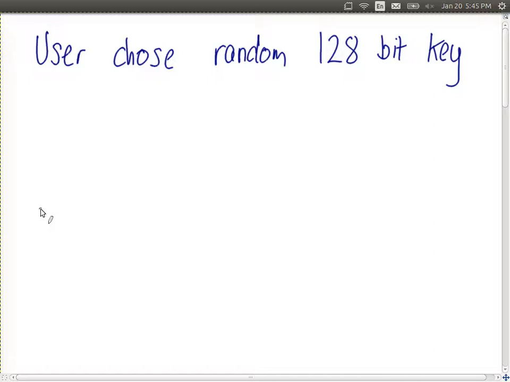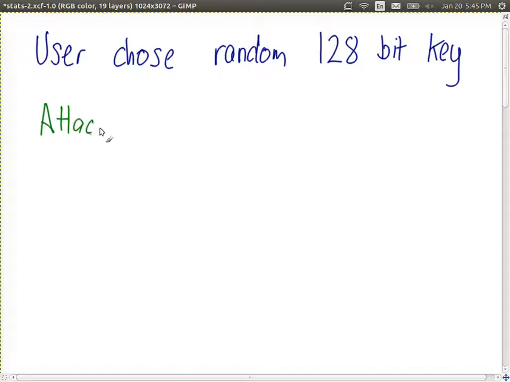Another example of the number of attempts is in an encryption system, a brute force attack on a key chosen by a user. Let's say a user has chosen a random key, a 128-bit key, and an attacker is trying to guess that key. So what the attacker has to do, they need to guess that key. So how many possible keys do they need to guess from? With 128 bits, there are 2 to the power of 128 possible keys.